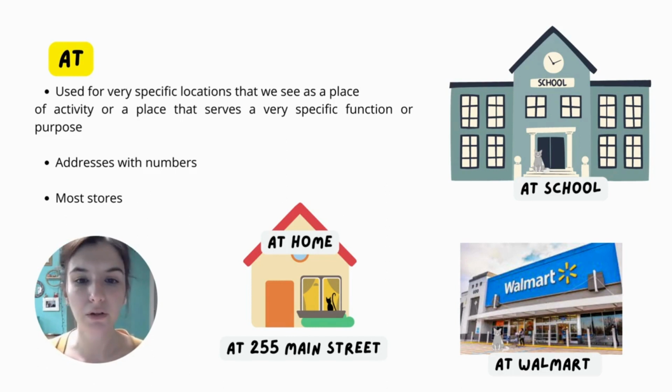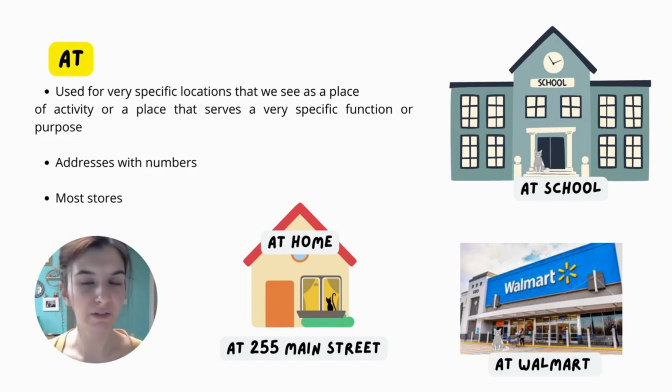Again, we also use at with specific addresses with numbers. So if your home address is, for example, 255 Main Street, then you can say I live at 255 Main Street.